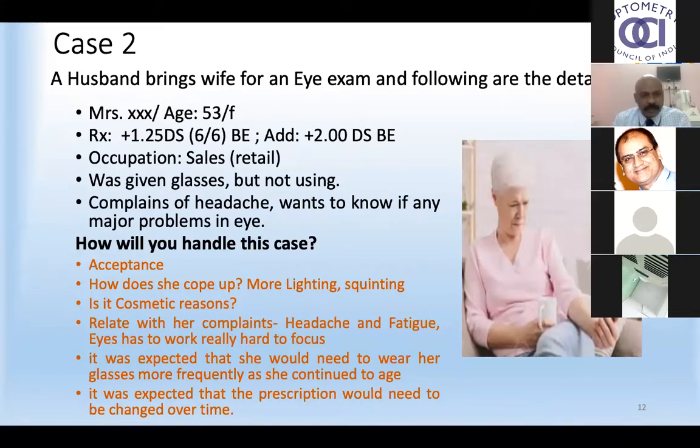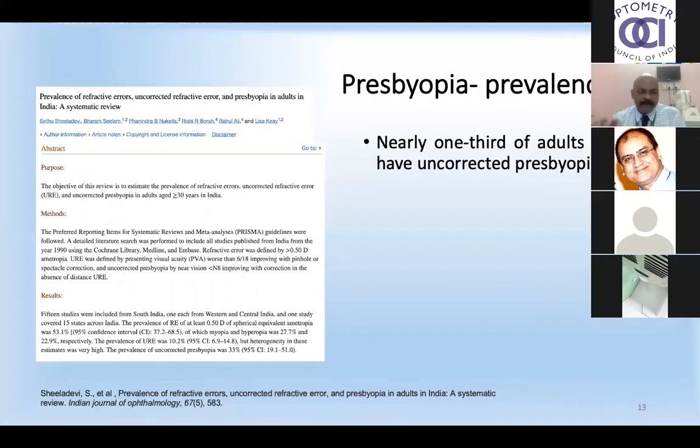Okay, moving on. Having understood a little bit about the psychology of denial and acceptance, we also have to understand a little bit about presbyopia prevalence. If you see in India, nearly one-third of adults have uncorrected presbyopia.